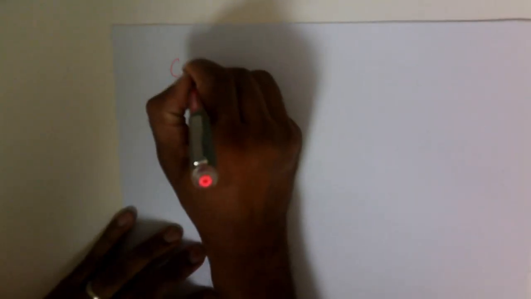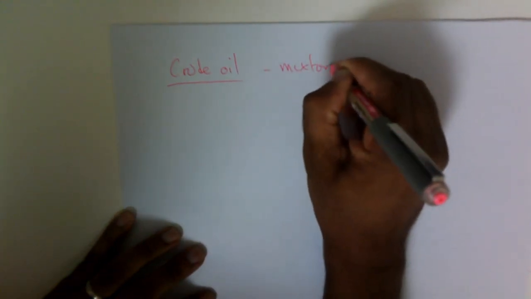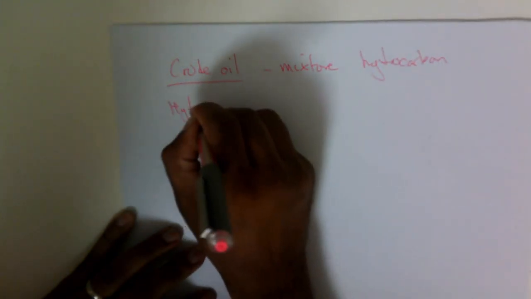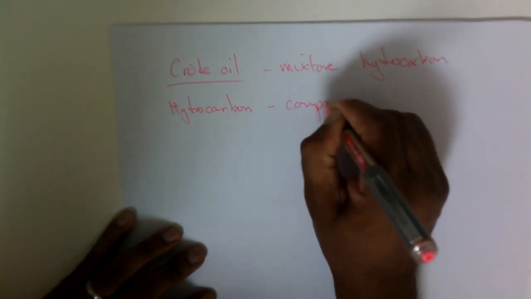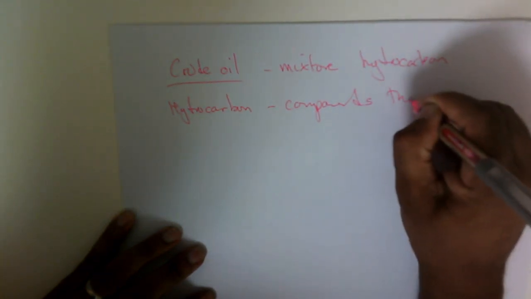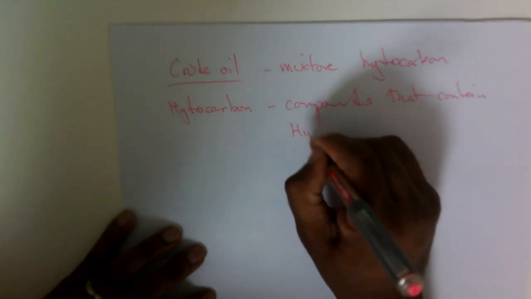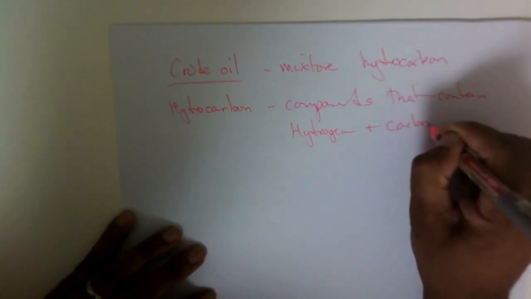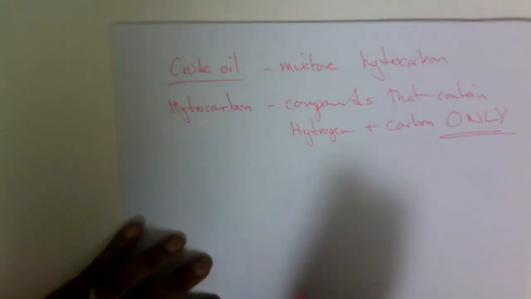Remember, crude oil is a mixture of hydrocarbons. Now, what is hydrocarbons? Hydrocarbons are compounds that contain hydrogen and carbon only. You've got to use the word only, otherwise you won't get that second mark.